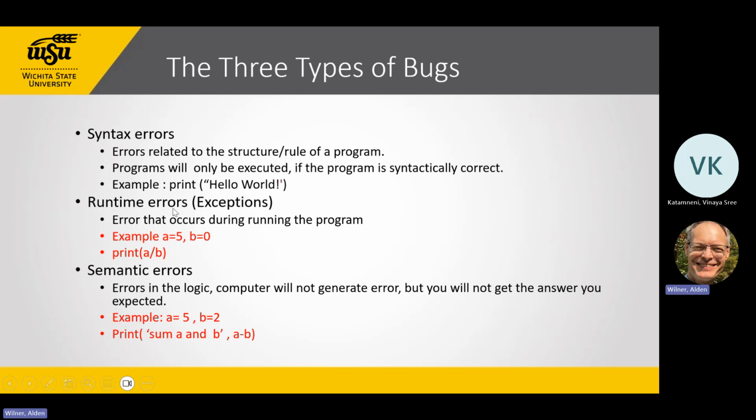There are runtime errors, or exceptions, if it occurs during the program. So if you try to divide by 0, you will get an error. Semantic errors are errors in the logic where the computer will not know there's anything wrong, right? You will know there's something wrong when you run the code, it doesn't work right. If I say the sum of 5 and 2 and then print out a minus b and I get 3, I'll know something's wrong, right?